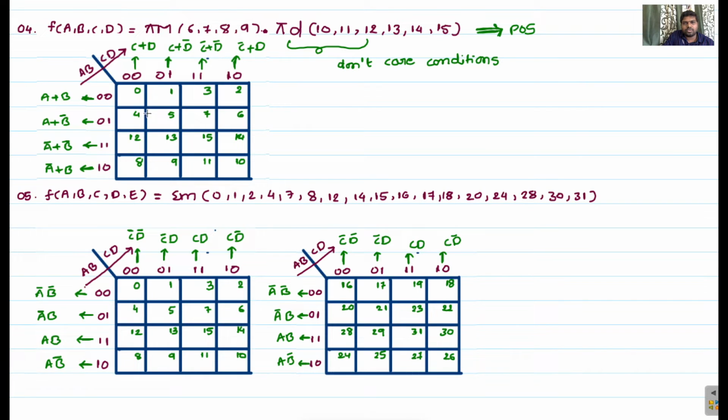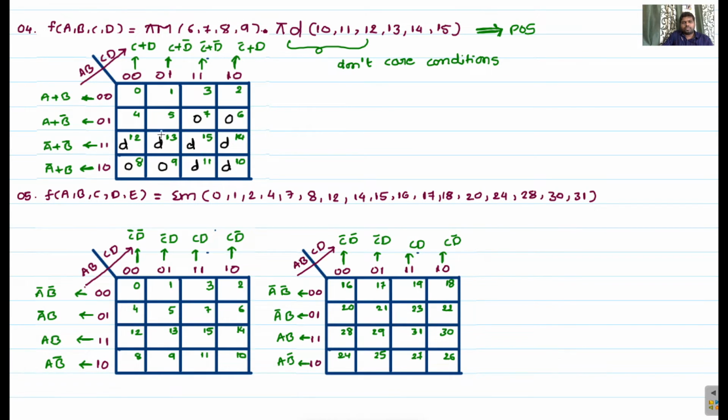I will assign with zeros. Okay, these are the 4 function values which are assigned with zeros. And next we have 10 11 12 13 14 15. These are don't care condition. So now I will indicate with D. Okay, so 10 11 12 13 14 15.